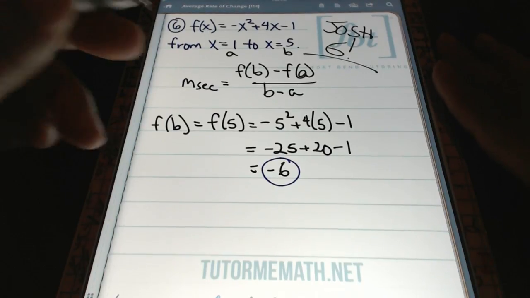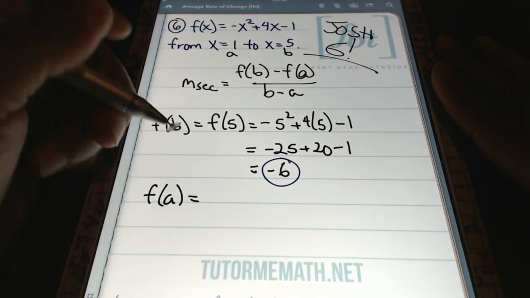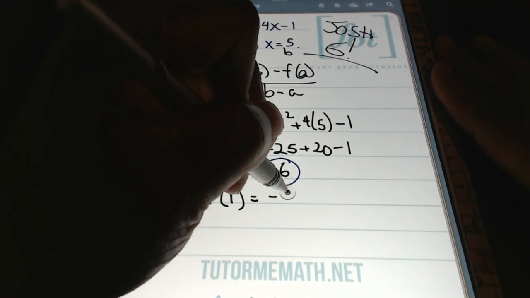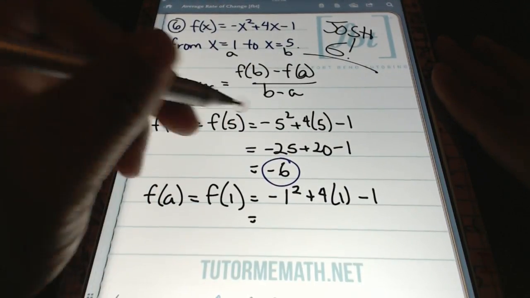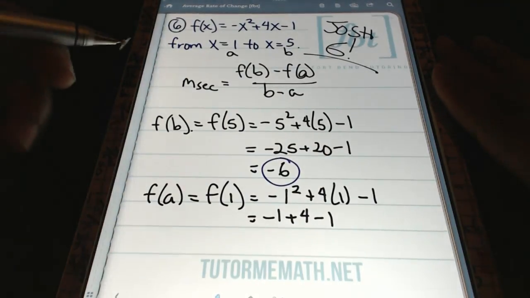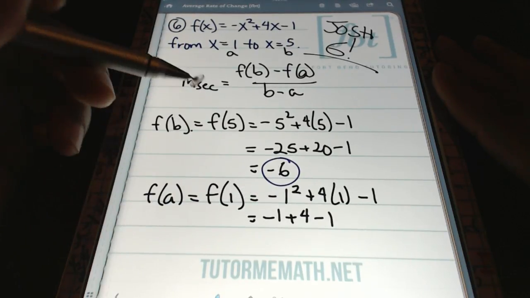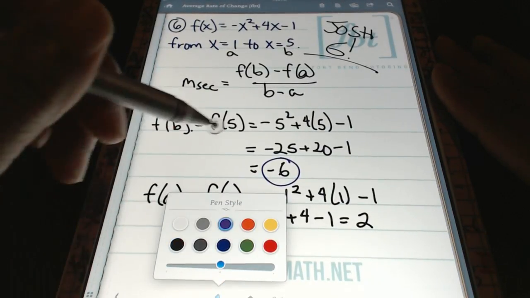So now we're going to be moving ahead. We're going to be looking at f of a. We'll be plugging in 1 into the original function. That means that we have negative 1 squared plus 4 times 1 minus 1. With this problem, we'll end up with negative 1 plus 4 minus 1. After simplifying this, we have negative 1 plus 4, which is 3. 3 minus 1 gives you 2 as a result for the f of a value.